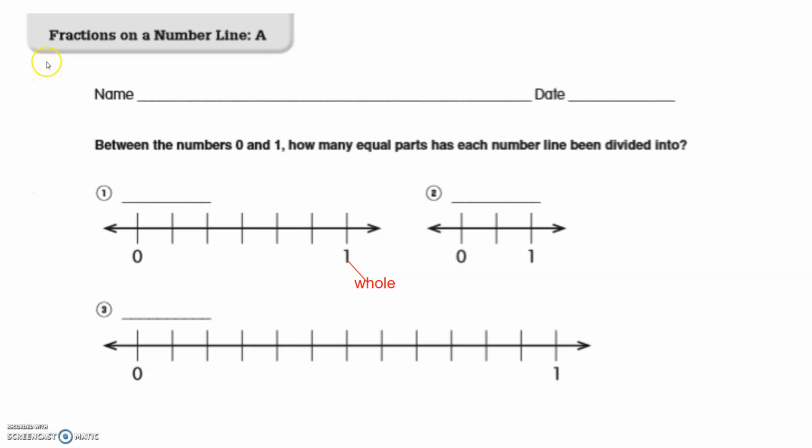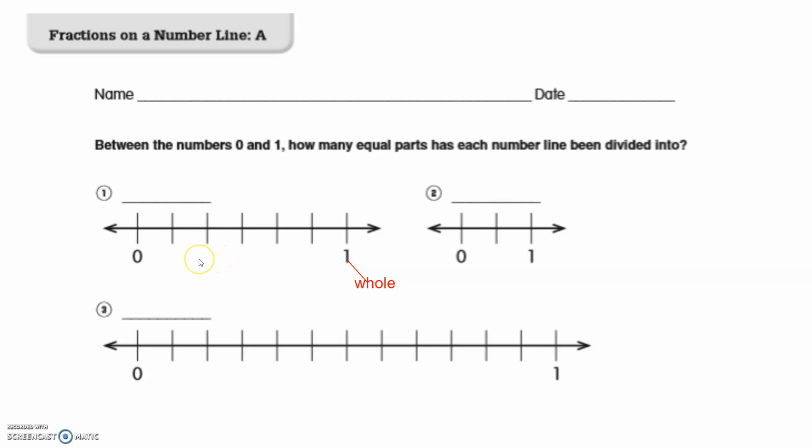So this is the first page. Look at here. A, fractions on a number line. Here it says between the number 0 and 1. Between. Here we have 0 and we have 1. And we're talking about what is in between these numbers. How many equal parts has each number line been divided into?